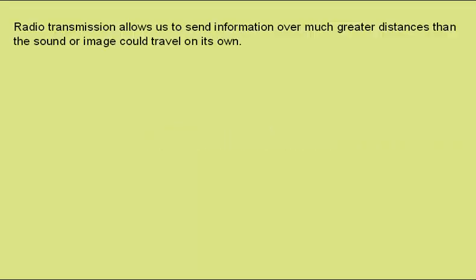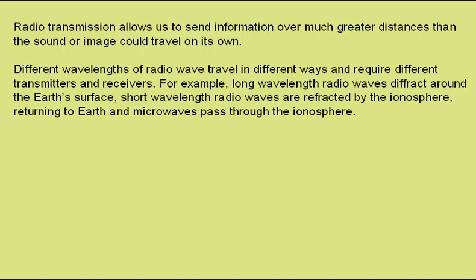Carrier waves. Radio transmission allows us to send information over much greater distances than the sound or image could travel on its own. Different wavelengths of radio wave travel in different ways and require different transmitters and receivers. For example, long wavelength radio waves diffract around the Earth's surface. Short wavelength radio waves are refracted by the ionosphere, returning to Earth. Effectively, it's as if they're reflected by the ionosphere. Microwaves pass through the ionosphere.